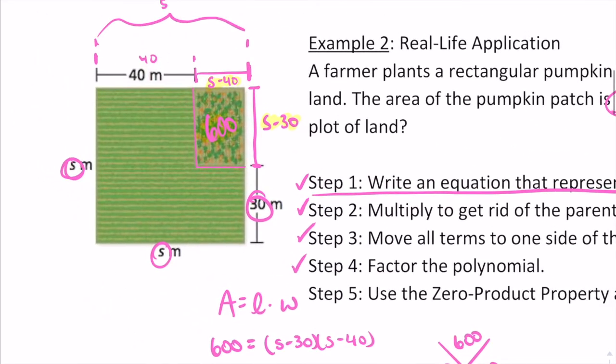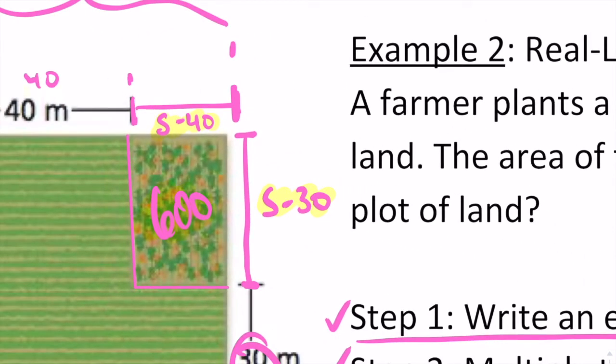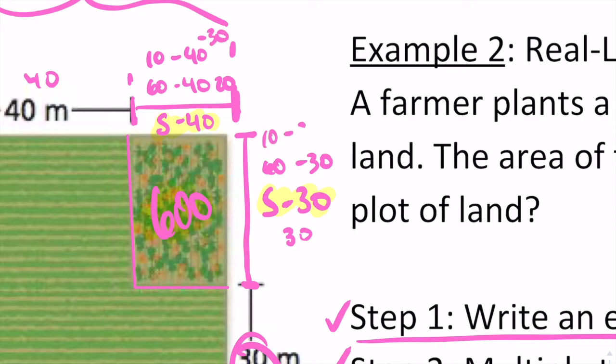Well, let's plug it back in. So if I were to plug in 60 for s, so 60 minus 40, and you get 20. 60 minus 30, you get 30. Okay, there's 20 times 30. I don't see anything wrong with that. So now let's plug in 10. 10 minus 40, you get negative 30. 10 minus 30, you get negative 20.